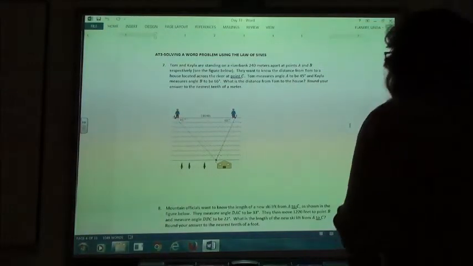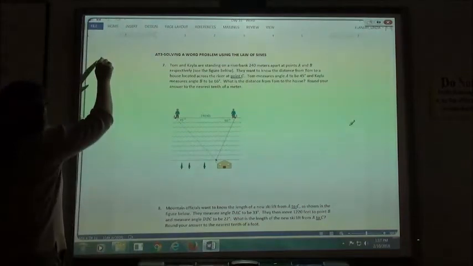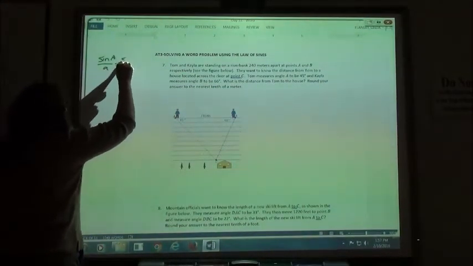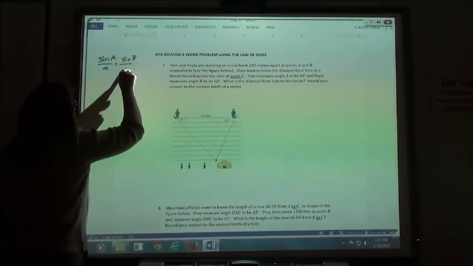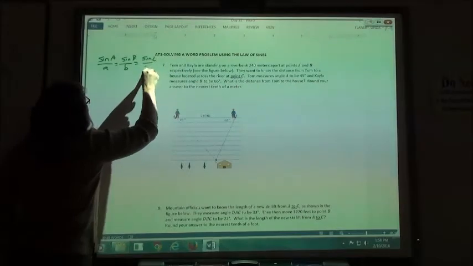All right, 7, 8, and 9, word problem using the law of sines. Again, the law of sines says if I take the sine of A over side A, it's equal to the sine of B over side B equals the sine of C over side C.